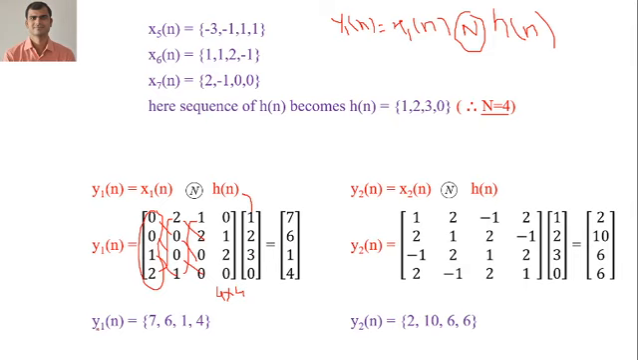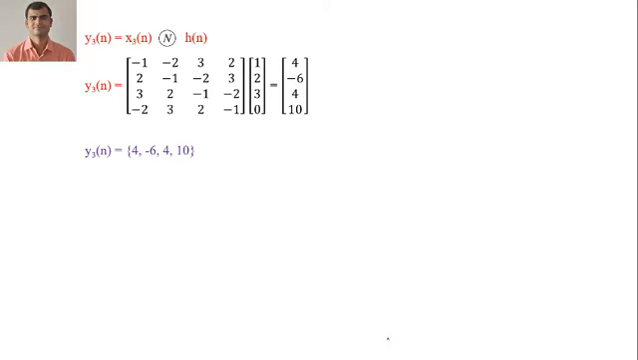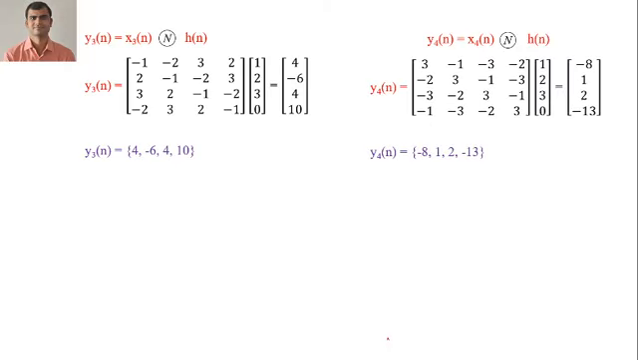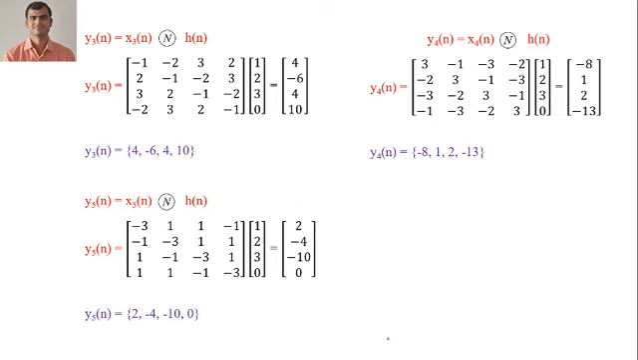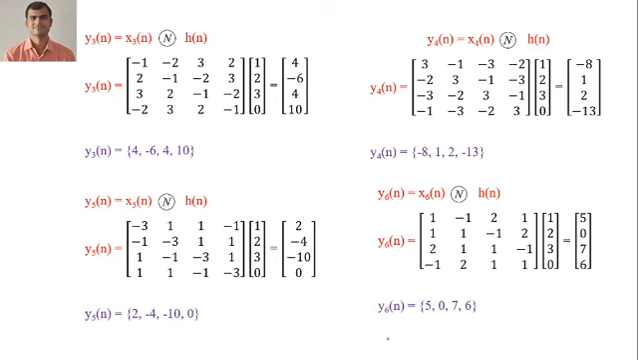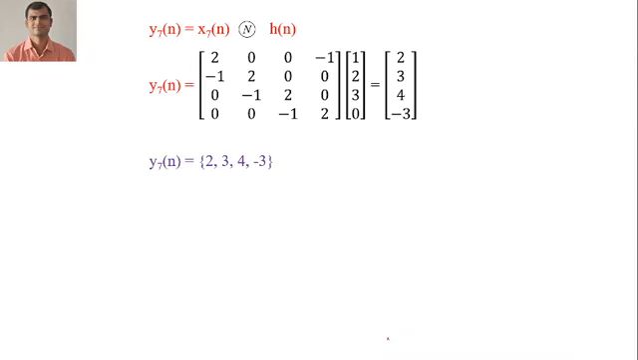Similarly we can do it for y2n. Again you take the same sequence. The sequence of x2n is 1 2 minus 1 2. Then you perform the circular convolution between x2n and h of n, and we'll get the answer for y2n. Similarly we have to calculate y3n, y4n, y5n and y6n. And the last sequence is y7 of n. So from y1n to y7 of n we need to calculate, and this is the last sequence, y7 of n.